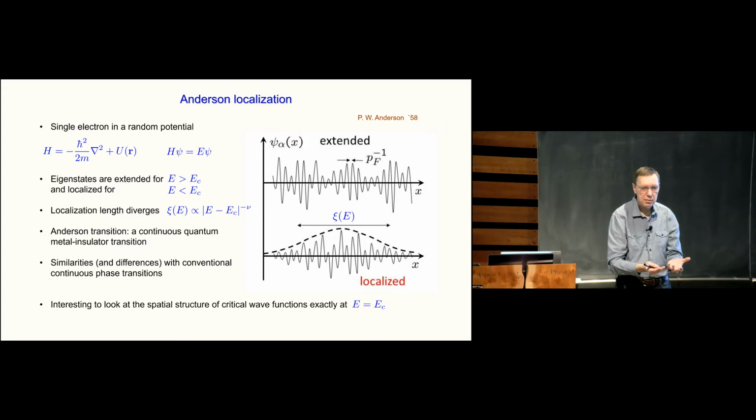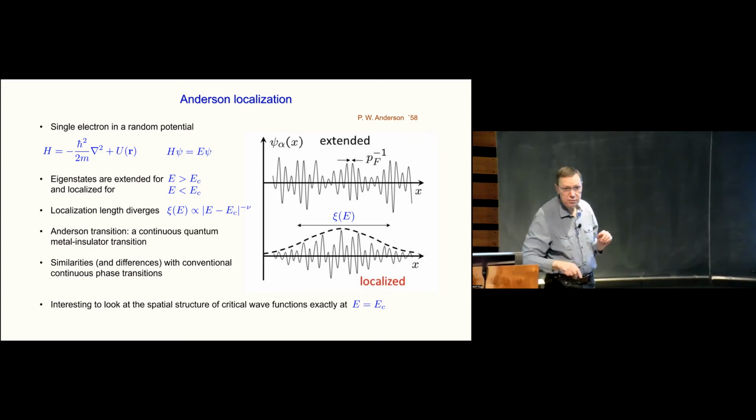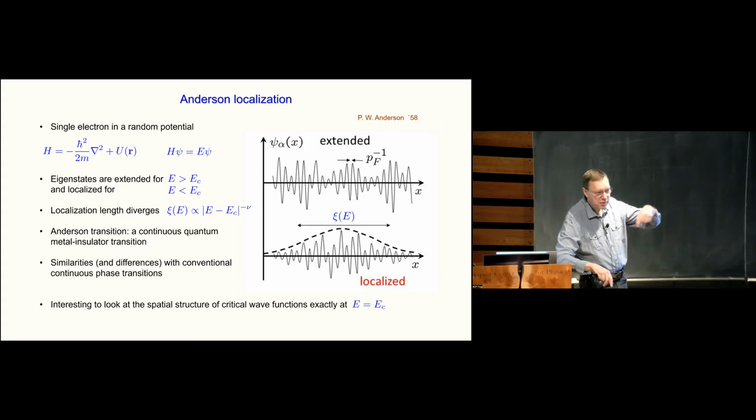Like the integer quantum Hall effect, for example: when you're sitting on the plateau, all the states in the bulk are localized, but the states on the edge of the system are actually propagating, are extended. So you can have a combination of both things. But I'm talking right now about just simple localization in this problem.